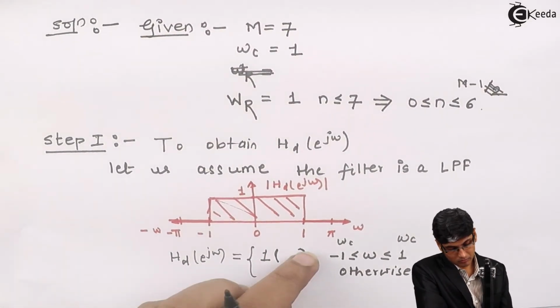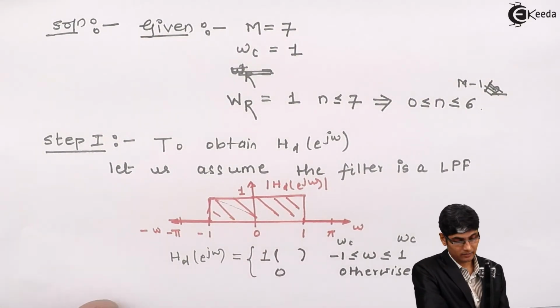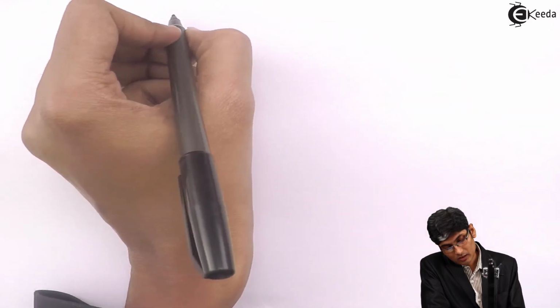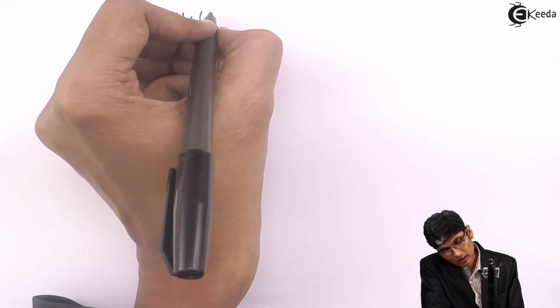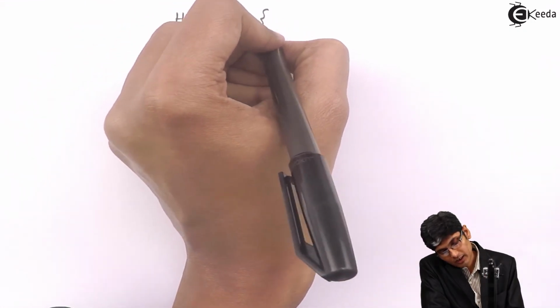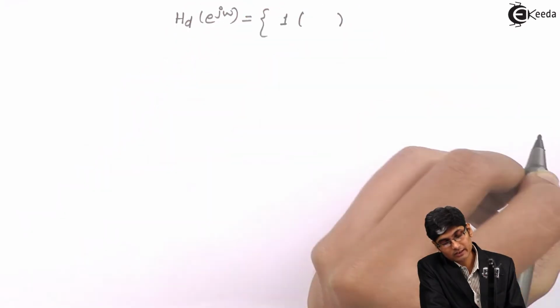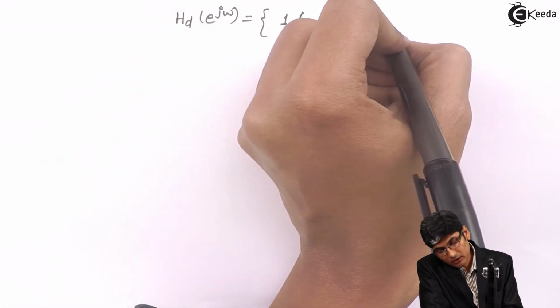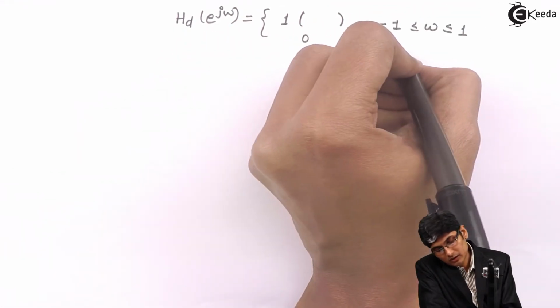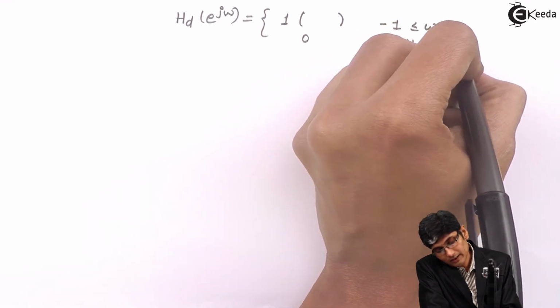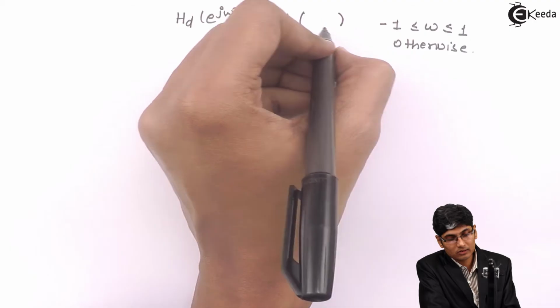Now, what is that bracket term? I've just written something in a bracket, but I have made it blank. Let us understand what that bracket term stands for. I'll write it again. We had Hd of e raised to j omega with 1 over here, and then I wanted to write something in this bracket, going from minus 1 to 1, and there is 0 otherwise. So I need to understand what this bracket term stands for.